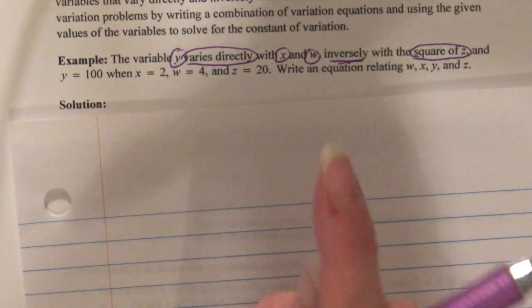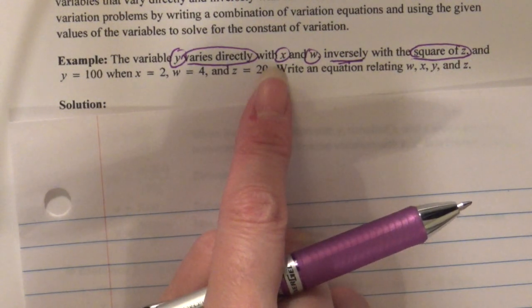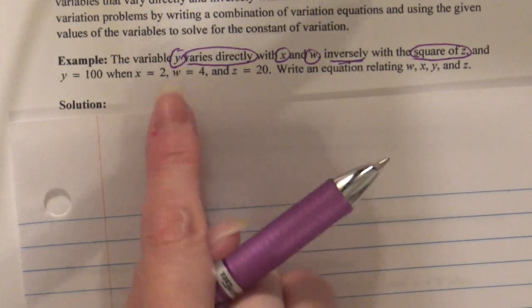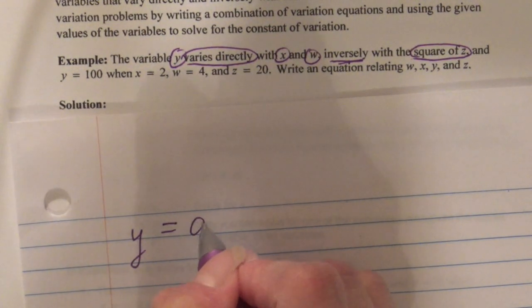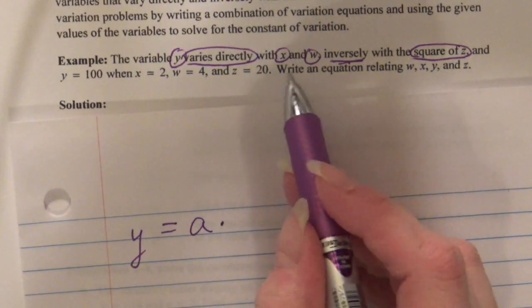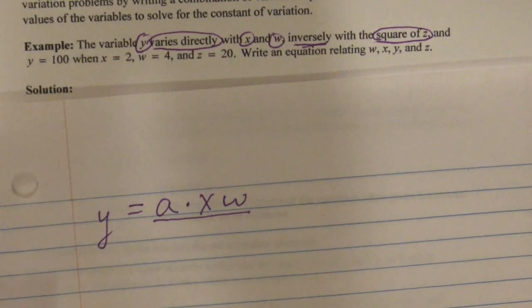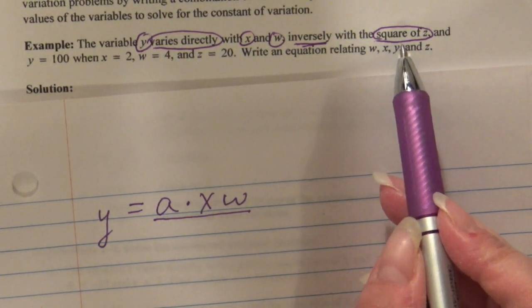Long story short, if it says varies directly, you're going to multiply your constant a by whatever variable follows it. And if it says inversely, then you're going to set it up as your constant a divided by whatever follows it. So I would write y equals a times, it varies directly with x and w. So multiply that together.